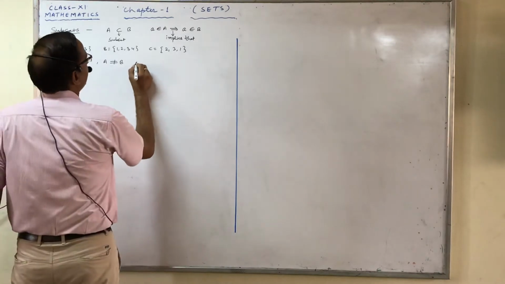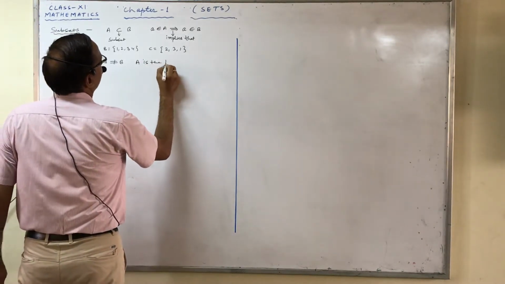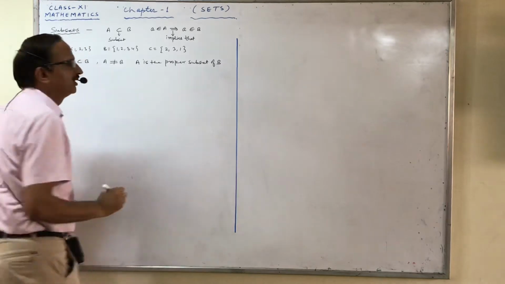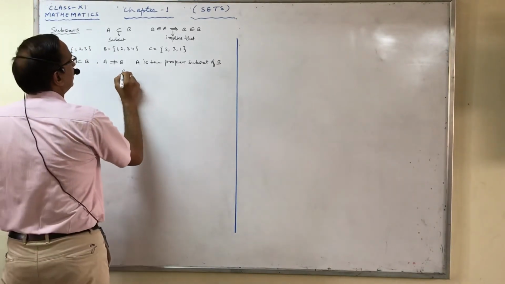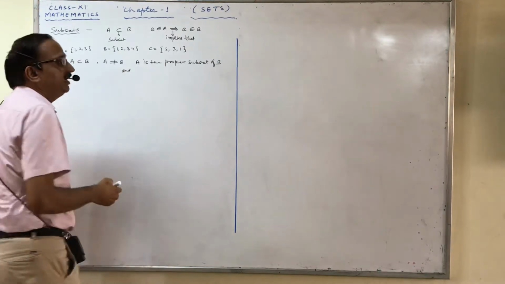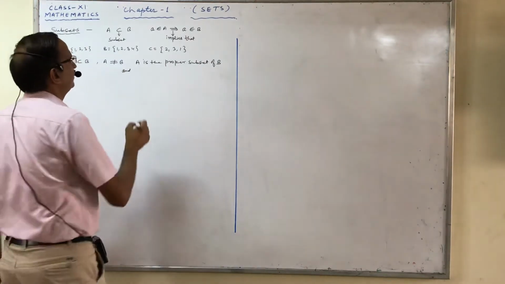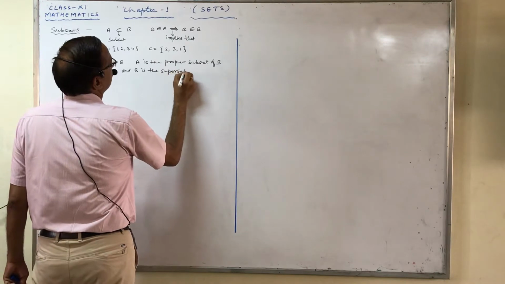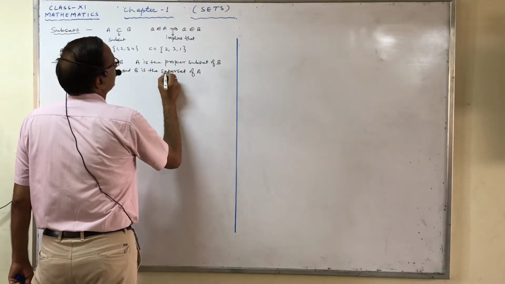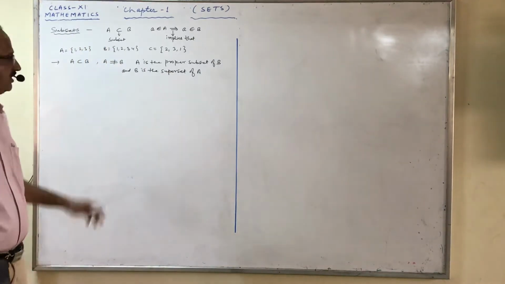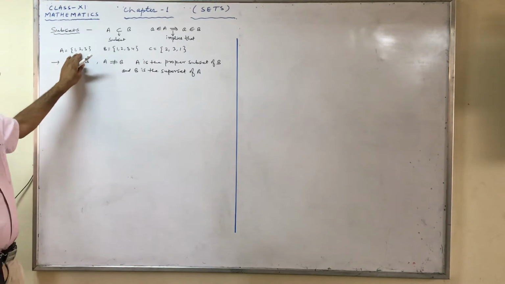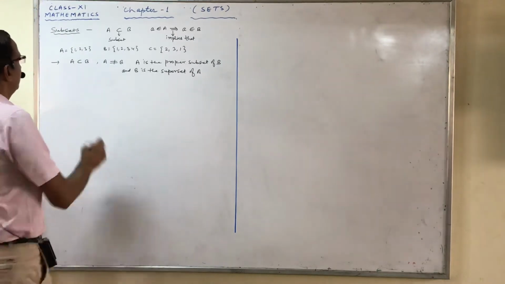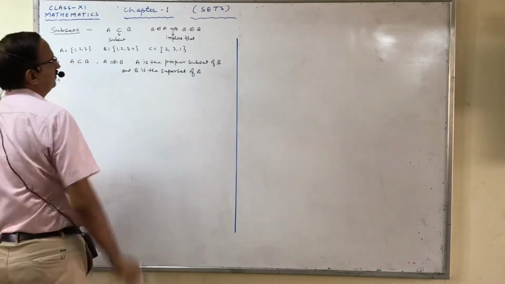So we can say A is the proper subset of B, and in this condition B is the superset of A. B is the superset of A. So for a proper subset, the elements of set A must be fewer than the elements of set B.